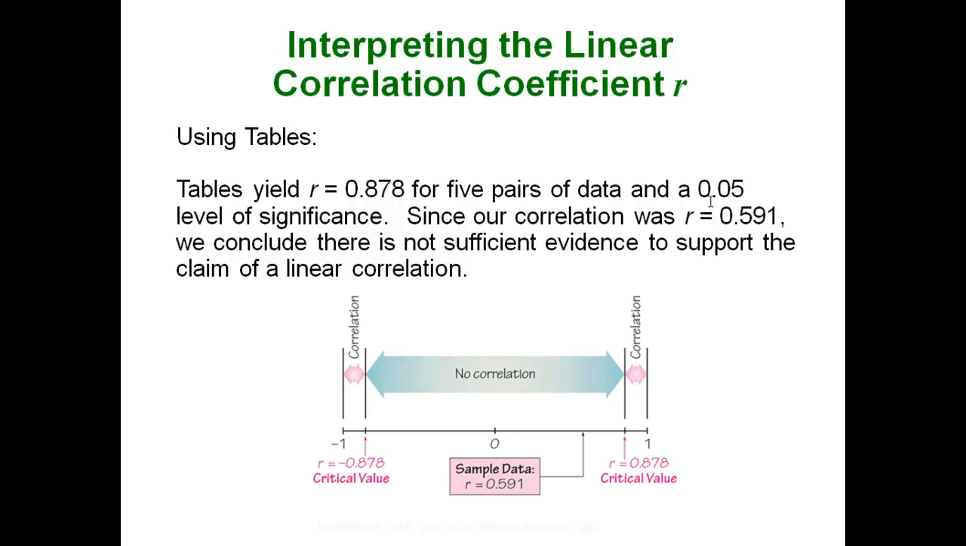From tables, we're told that for 5 pieces of data and an alpha of 0.05, we would need an R value of plus or minus 0.878, right? They're always going to give you the absolute value version of it. So if you got a negative R, you would just have to take the absolute value of that and compare it to the R from the table. Since our R was 0.591, which is smaller than it, this gives us the same result, no correlation.